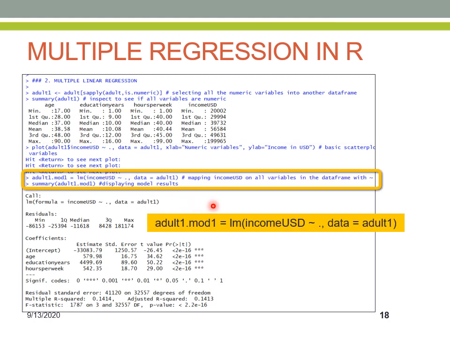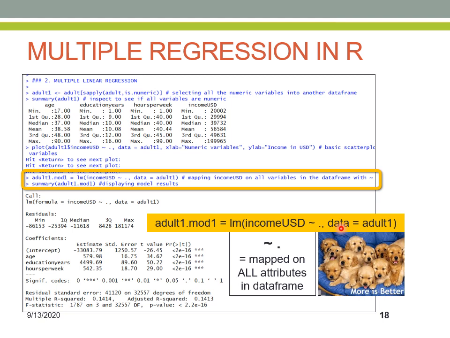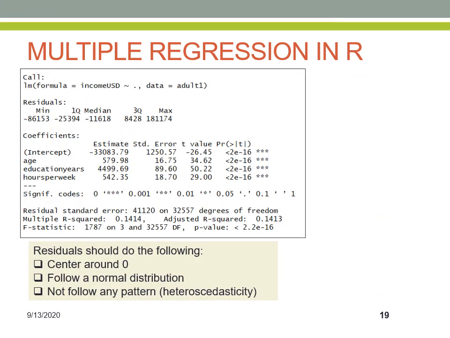And then we're building our model. Our model is adult1.mod1. We're going to build a linear model. The linear model is going to be applied to the adult1 data. But here now we are mapping income USD with a tilde on dot. Now the dot here means on all of the variables in the data frame, because more is better, right? Let's take a look at the output.